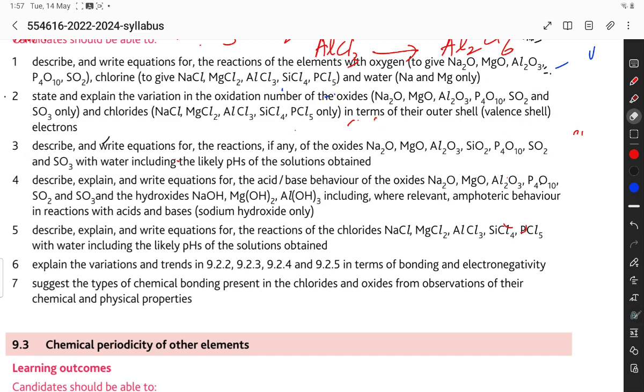Explain the variation in the oxidation number of the oxides. Sodium plus 1, magnesium plus 2, aluminium plus 3, phosphorus plus 5, SO2 plus 4, and similarly in the chlorides plus 1, plus 2, plus 3, plus 4, and PCl3 is plus 3 and PCl5 is plus 5. These are the oxidation states of the elements in their oxides as well as in their chlorides.